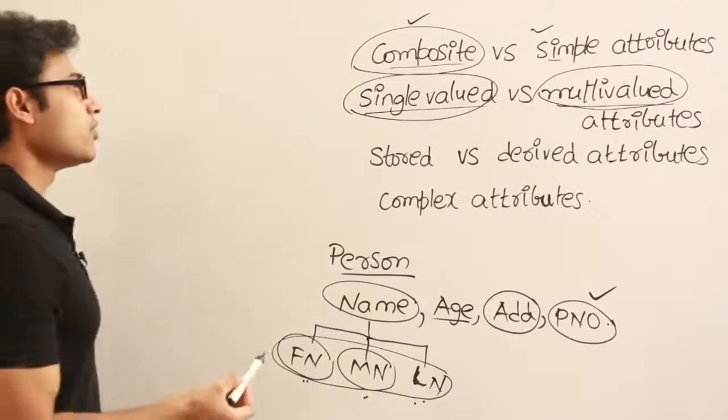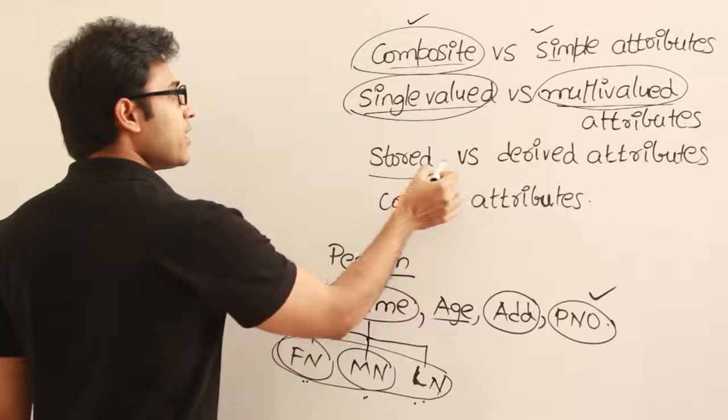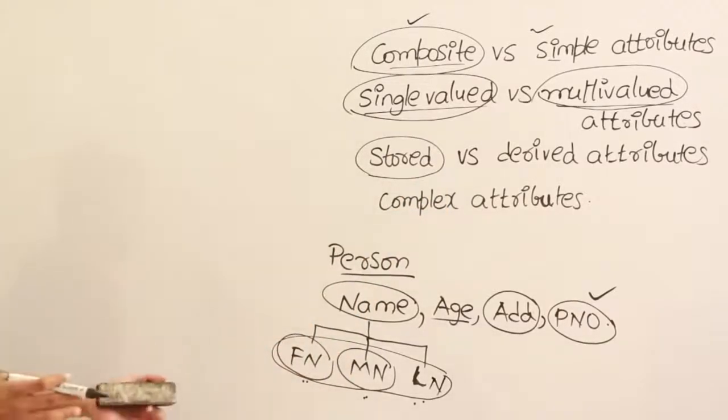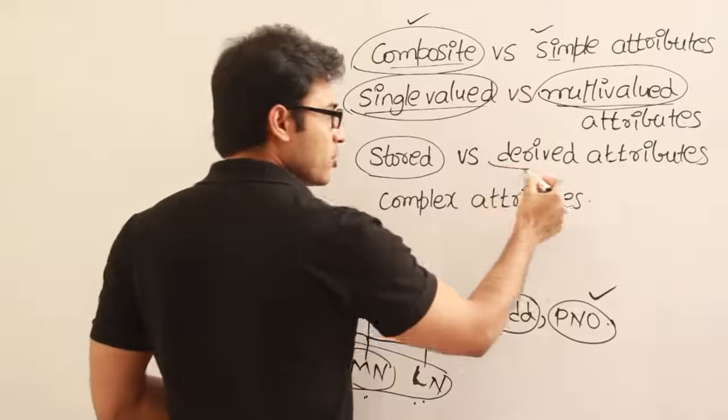And what about stored? Stored and derived means we are going to store some information in our system, and then others we don't store them.